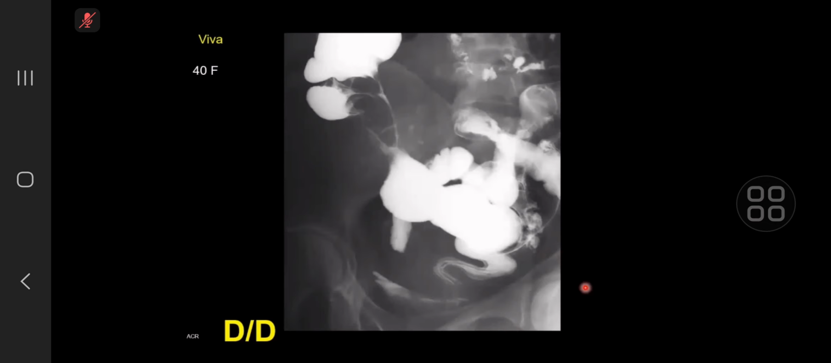Okay, so this is a spot image in the pelvis, a 40-year-old female. There are filling defects in the region of the terminal ileum, extending into the cecum.